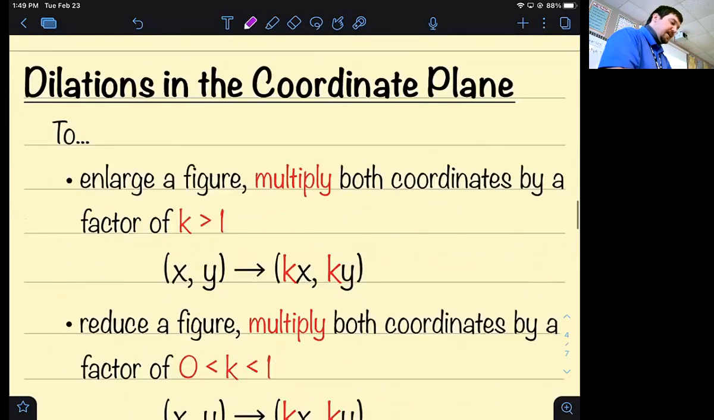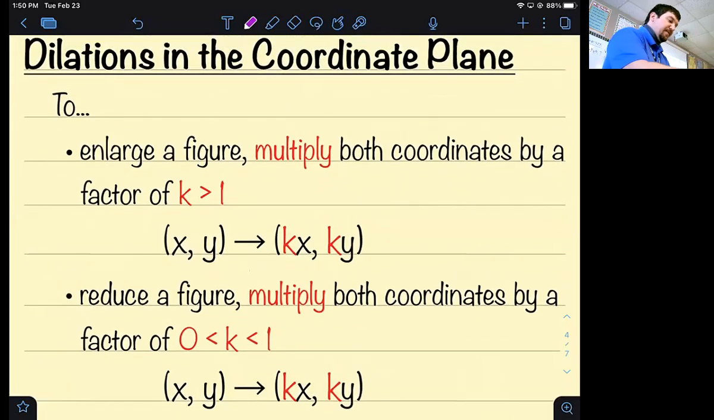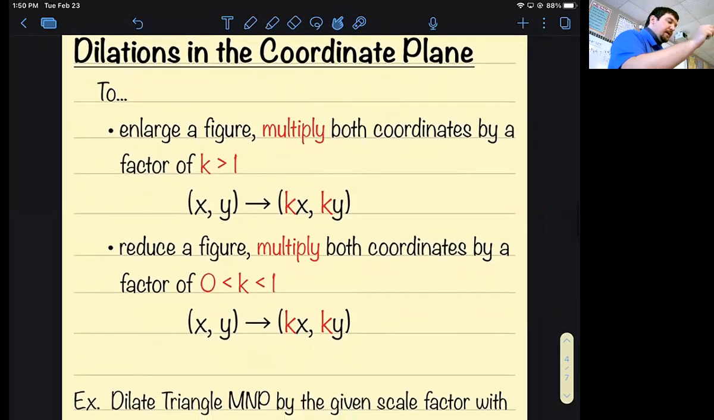So here's your arrow notation. Just like we've had for every single shape, we have arrow notation here. To enlarge a figure, multiply by a number greater than 1. To reduce a figure, multiply both coordinates by a number between 0 and 1. And that number is the K number. So if I'm writing arrow notation, whatever number I'm multiplying by goes in front of the X and in front of the Y. If I just write it in front of the X, it shows that you're only changing 1 coordinate, which would change the shape.